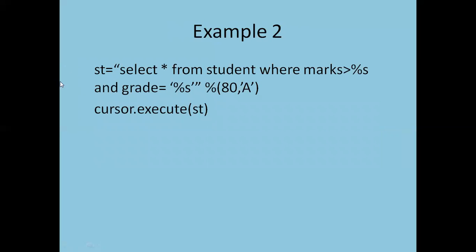Now another way. Instead of writing that whole line, select star from student where marks is greater than this, suppose I wanted to display all the students whose marks are greater than 80 as well as whose grade is A only. I will be storing that in another variable, st. So instead of writing cursor.execute and all these in a long line directly, I can store it in st, and if I write execute st, then this value st will be passed here.